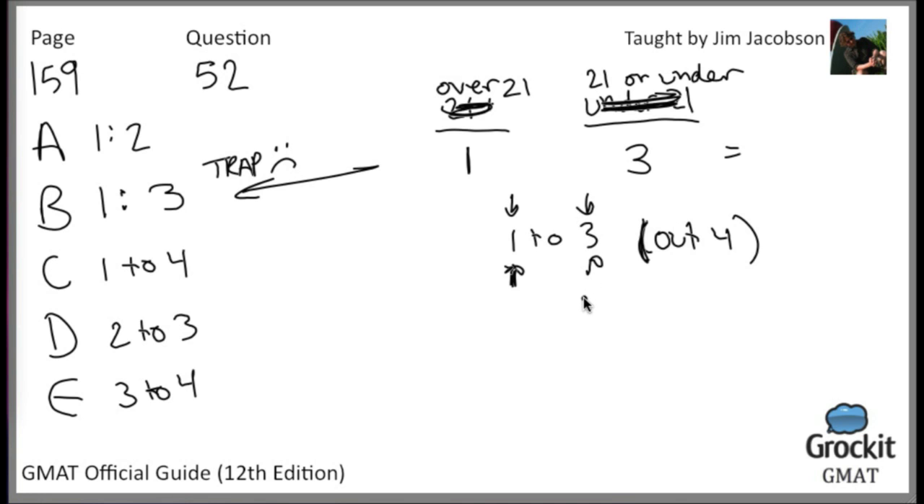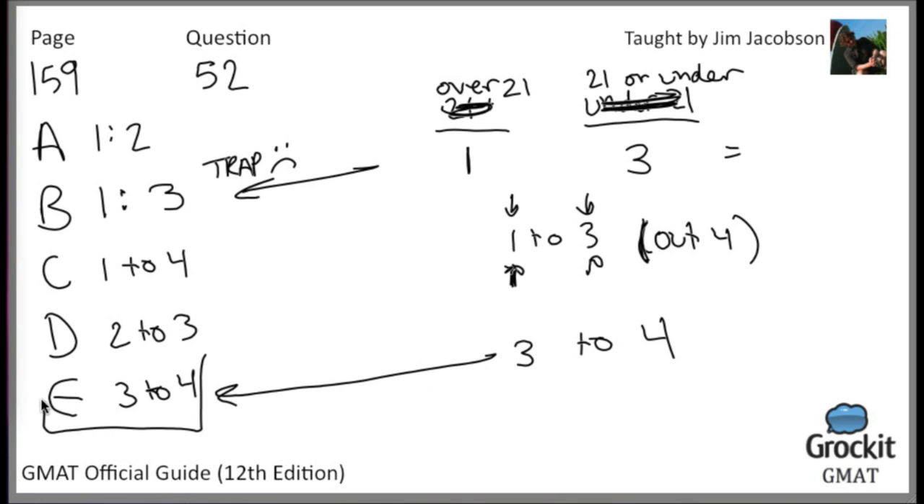So we need to know the ratio of those 21 or under, that's the 3, to the total population, which is 4, 3 to 4. Answer choice E is our correct answer. These other ones, 2 to 3, 1 to 4, 1 to 2, these all hinge on misunderstandings of what it is you're trying to figure out. 1 to 4 is a trap. This is the over 21 to the total.